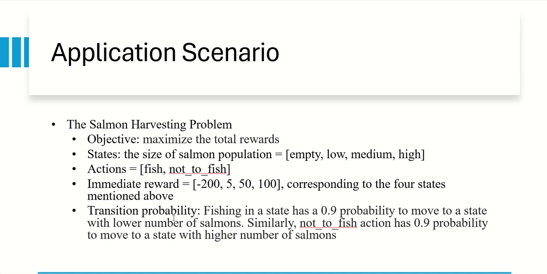And for the transition probability, for example, I'm in the high population state. If I choose to fish, there is 90% probability to go to the medium state. There is 10% probability to remain at the high state. The same for empty. If I am in the state of empty population, if I choose not to fish, there's a 90% probability to switch to the low state, and there is also a 10% probability to remain at the empty state. And our target is just to maximize the future reward sum.